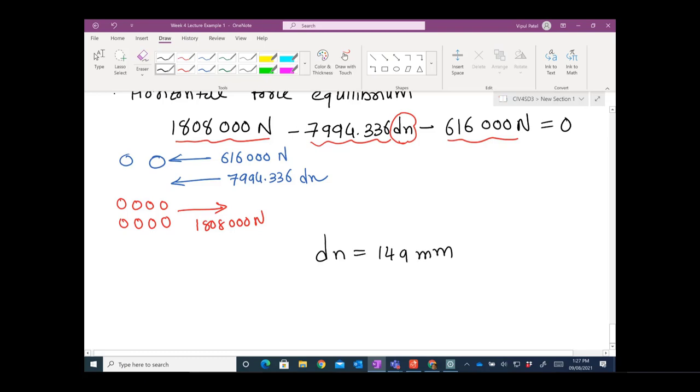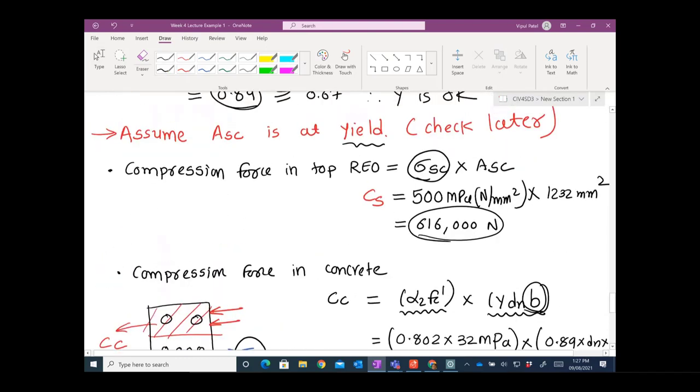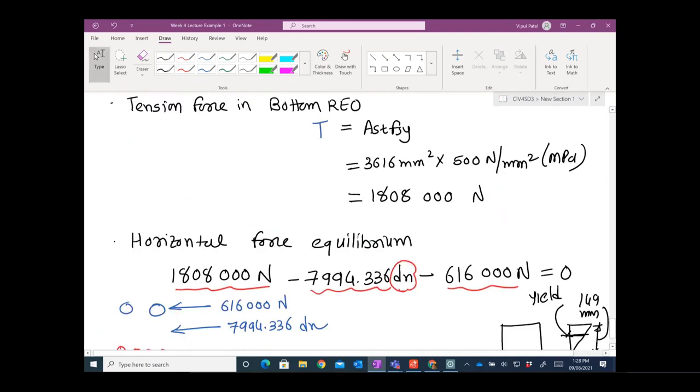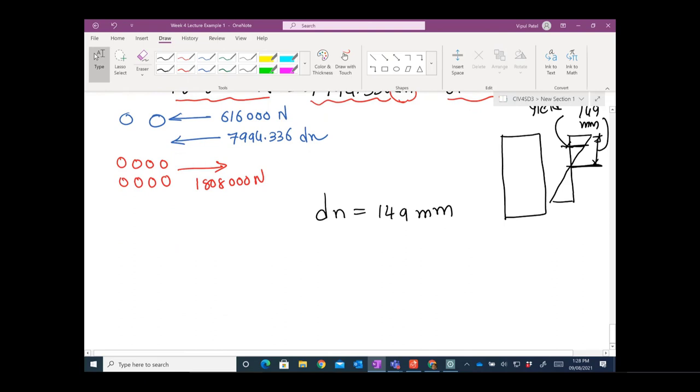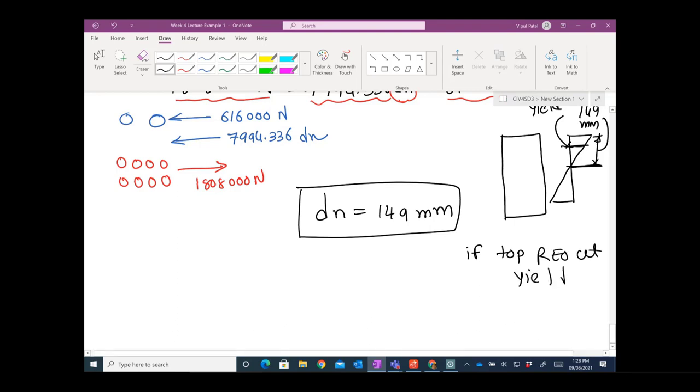149 millimeters. Right, now this dN is saying that you have these concrete beams. Now this dN is sitting somewhere here, let's say this is the neutral axis, 149 millimeters. Now the dN that you calculated is not correct. Why is it not correct? Because this is saying that the bottom steel should be at yield, right? We make these assumptions. If it is at yield only and only then, that dN is correct. Now let's check if that yielding is correct, then we accept this dN. We can accept it only if the top rebar is at yield point. If it's not, then this dN value is not correct. We need to do the iterative process in that case. Now let's check it out.